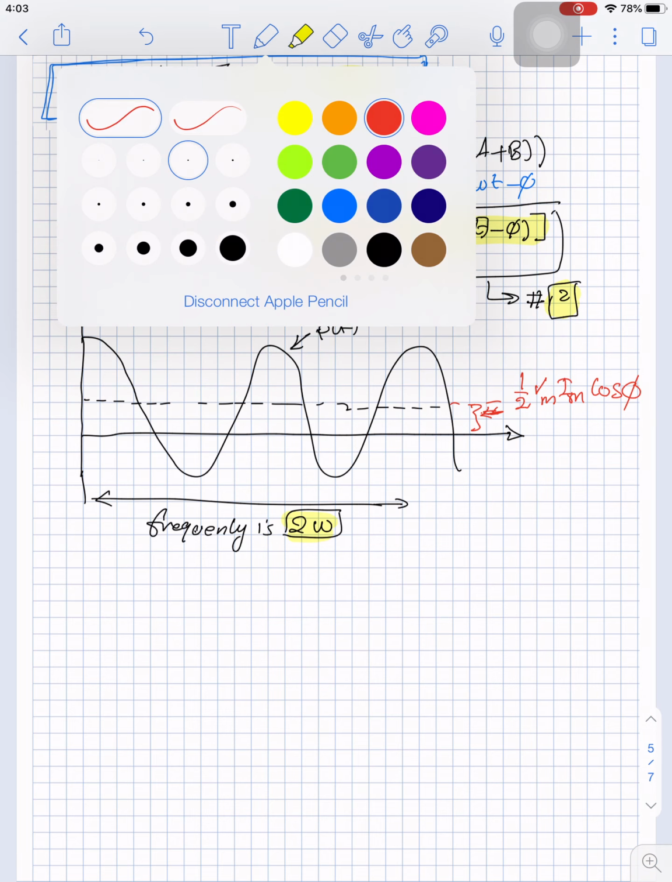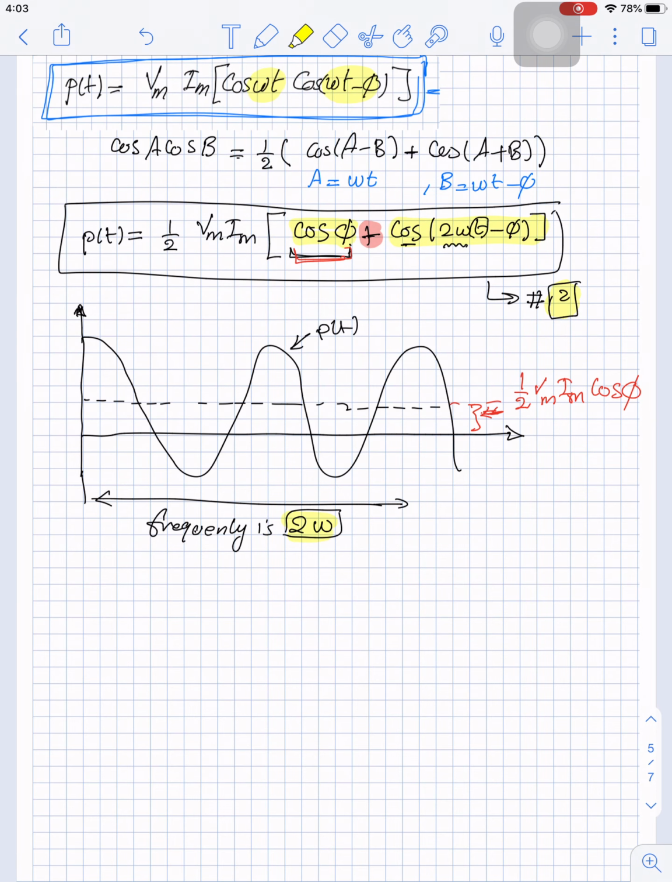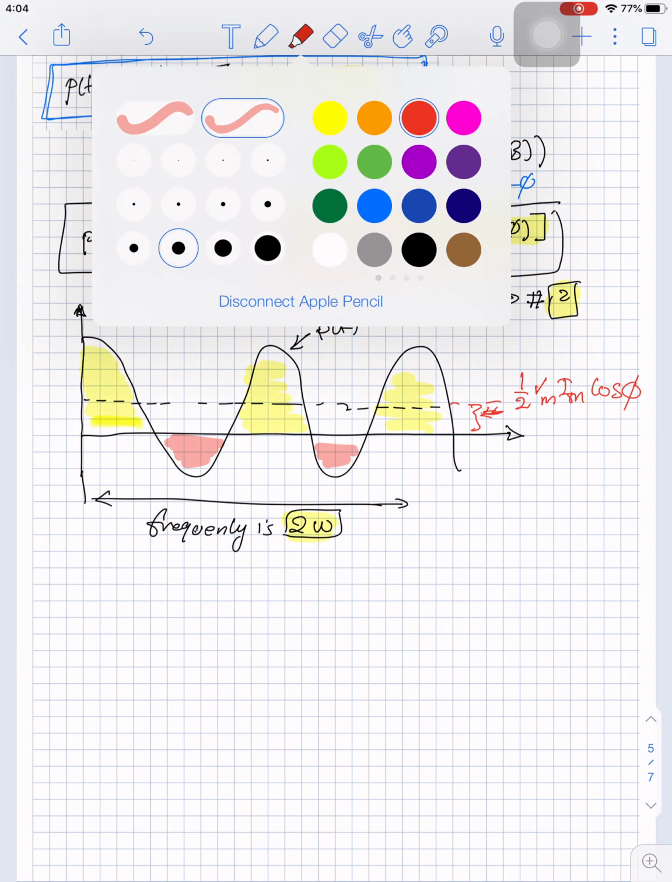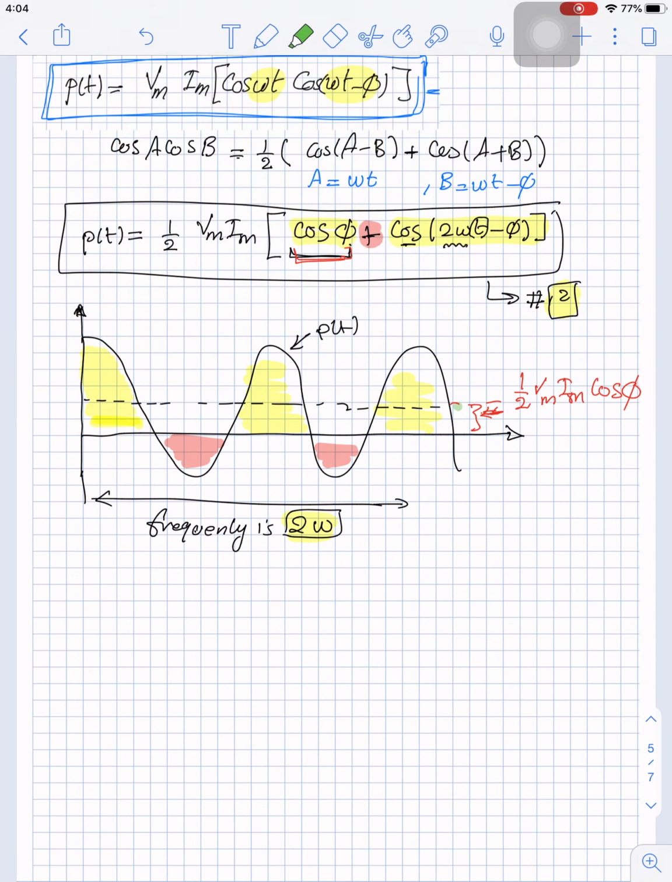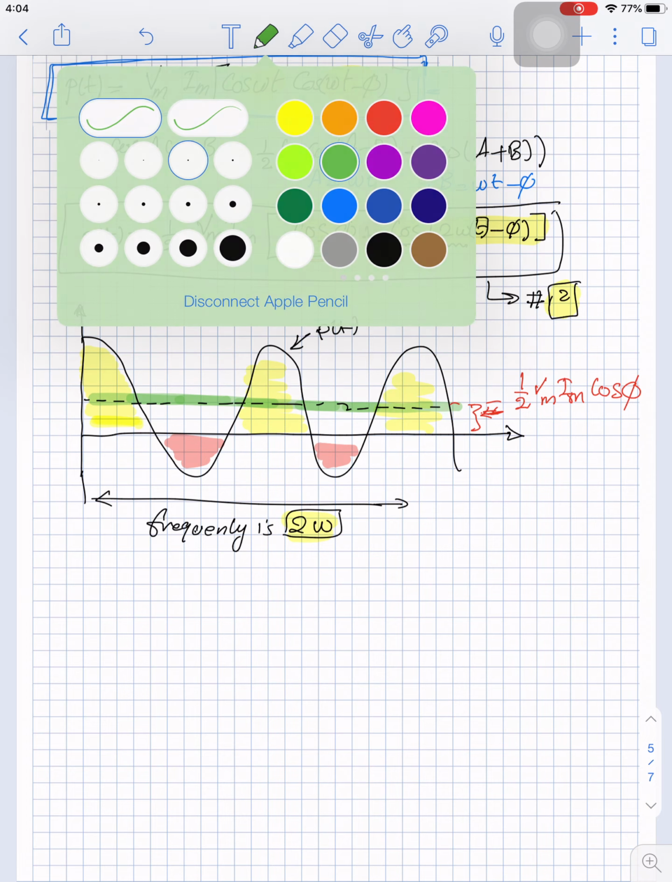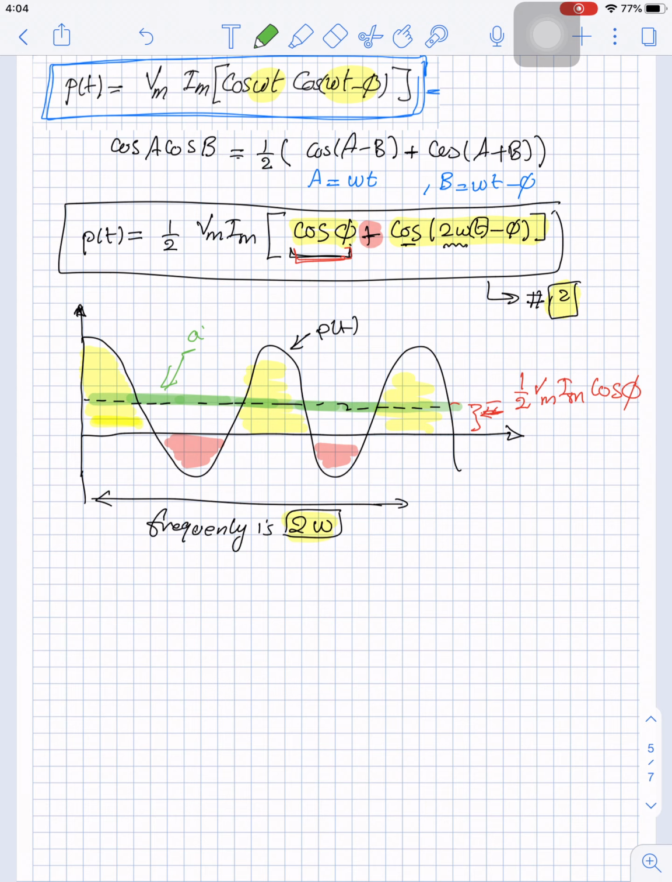And as you can see from this waveform, the power here is positive, the power here is positive, the power here is positive, and the power here is negative, the power here is negative. Now if you need to find what is the average of the power, which is the average of the area, it will be simply this line here. So this is the average. So if you take the average power, it will be this green line. So this green line here is actually the average power.